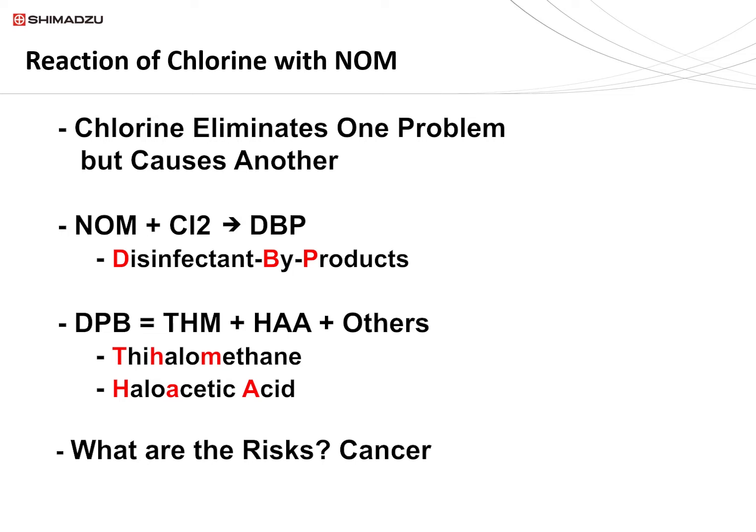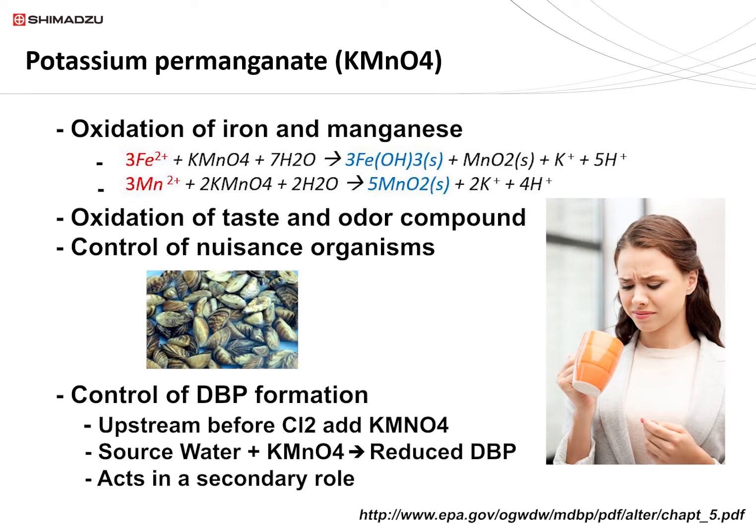So, what are the risks? The World Health Organization has stated that the risk of death from pathogens is at least 100 to 1,000 times greater than the risk of cancer from disinfectant byproducts. And the risk of illness from pathogens is at least 10,000 to 1 million times greater than the risk of cancer from disinfectant byproducts.